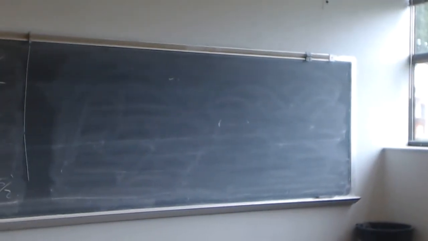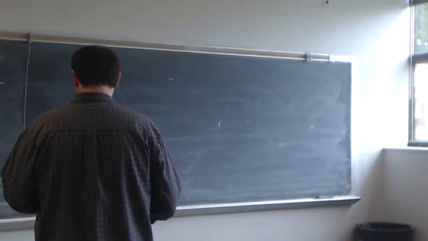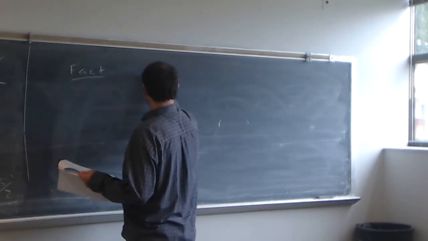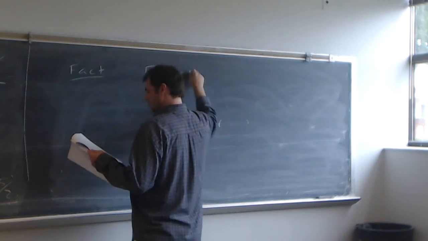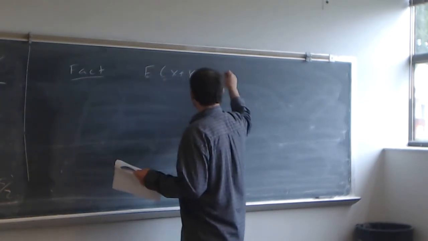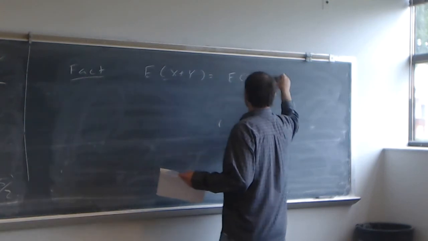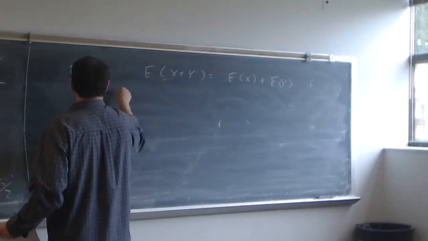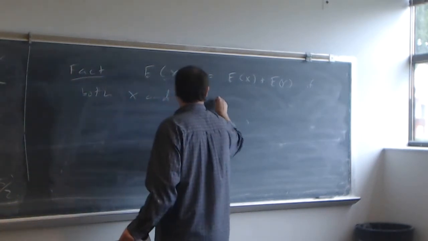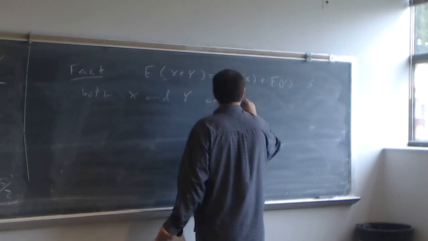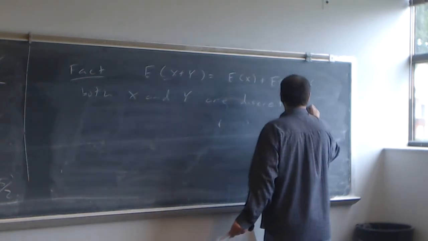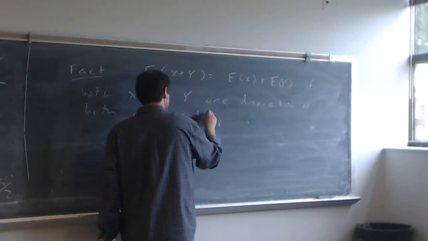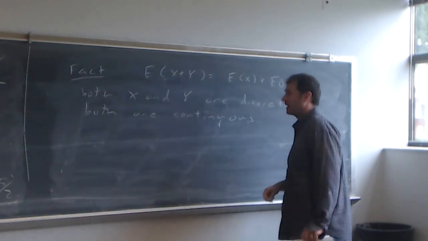Okay. Now I want to look at some facts. So, at least one fact right now. The expected value of x plus y equals the expected value of x plus the expected value of y, if both x and y are discrete or both are continuous. Let me prove that.